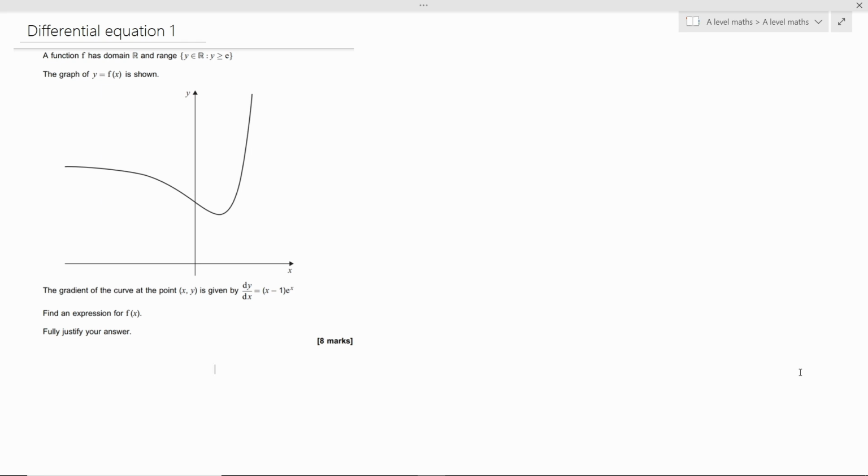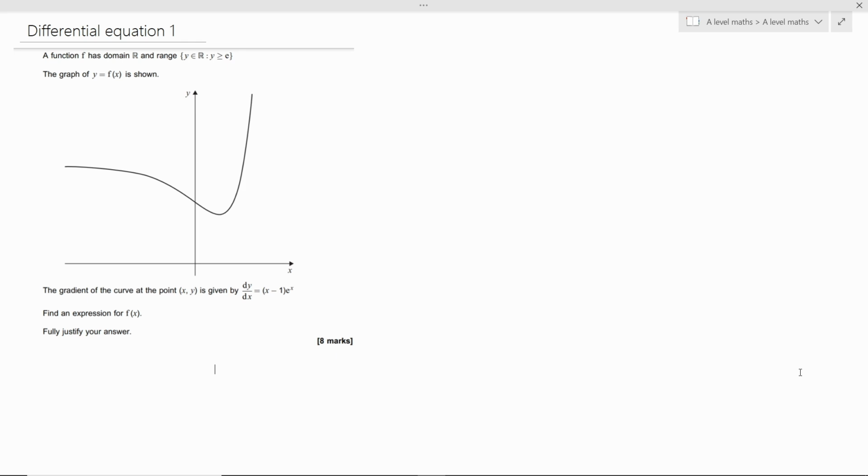A function f has domain the reals and a range y in the reals, with y greater than or equal to e. In the graph, y equals f(x) is shown, and the gradient of the curve at a point (x, y) is given by dy/dx equals (x minus 1) times e to the x. Find an expression for f(x). Fully justify your answer. 8 marks.